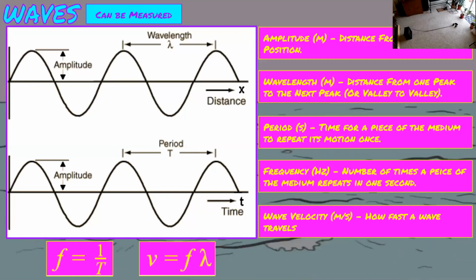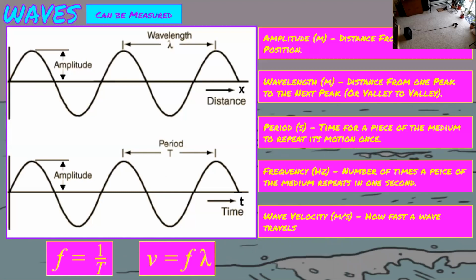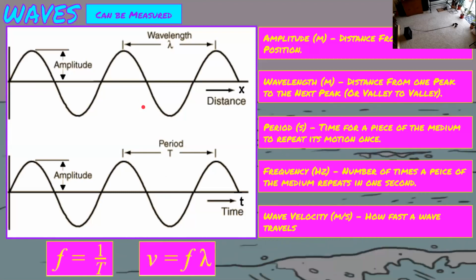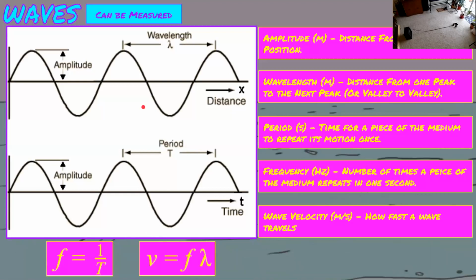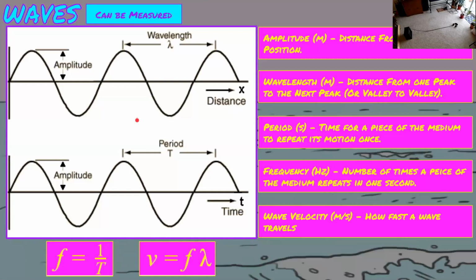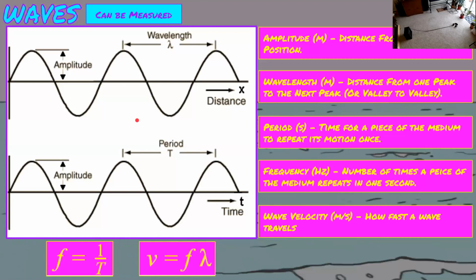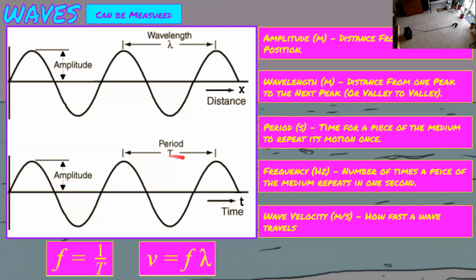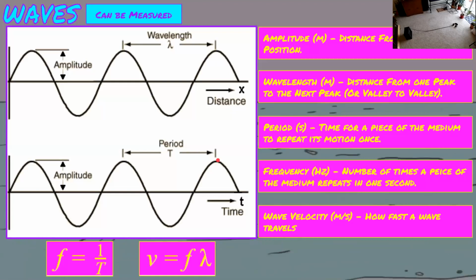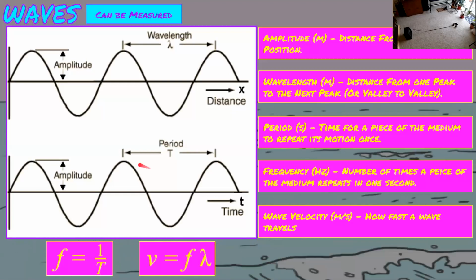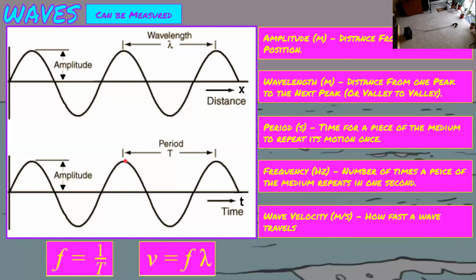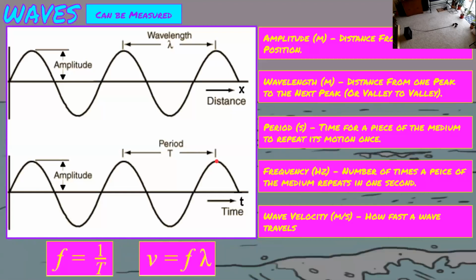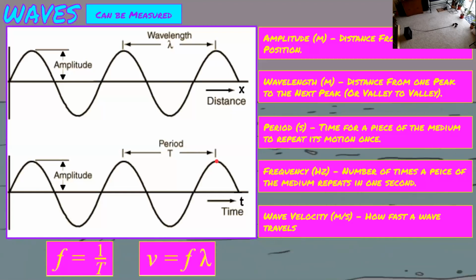The period is the time it takes for a piece of the medium to repeat its motion once. Remember that this is a representation of a particle moving as a function of time. So a particle is here, and then a little bit later on, the particle is here. The time between those two peaks is the period of the wave. Again, that's the time it takes for the medium to repeat its motion once.